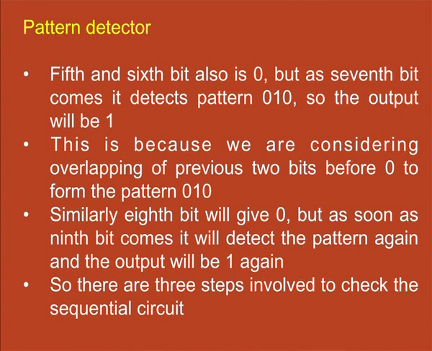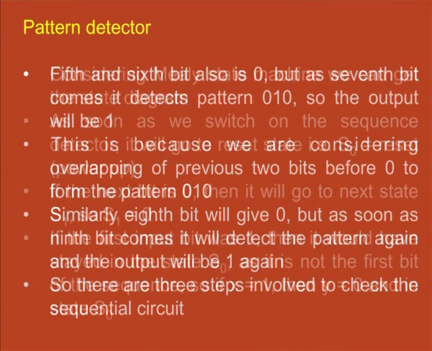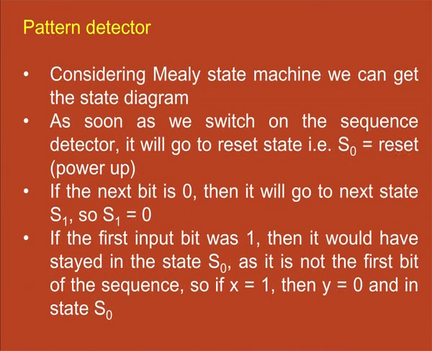So, there are 3 steps involved to check the sequential circuit. Now, what are those steps? Let us consider one of the standard state machines, that is the Mealy state machine, and let us obtain the state diagram to represent the circuit for the detection of this sequence. As soon as we switch on the sequence detector, it will go to the reset state, that is S0, which is the power up state.